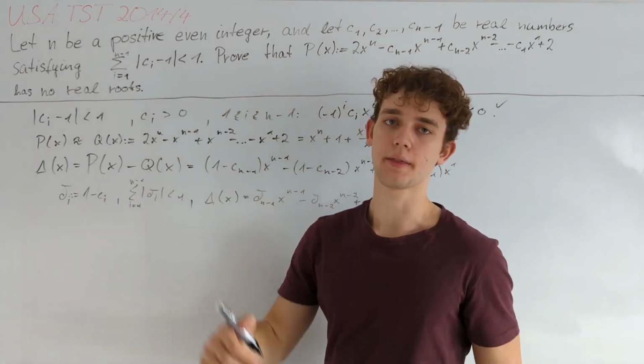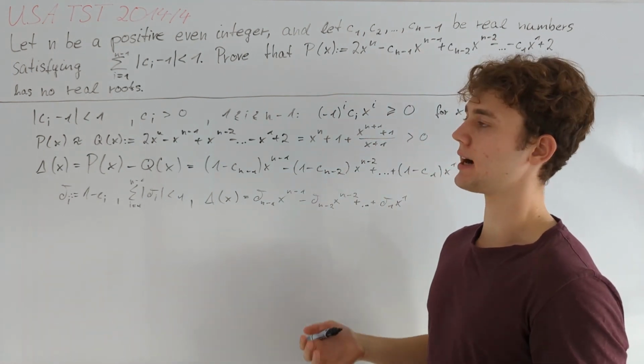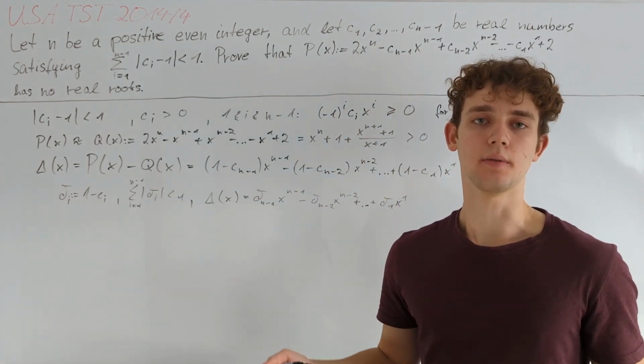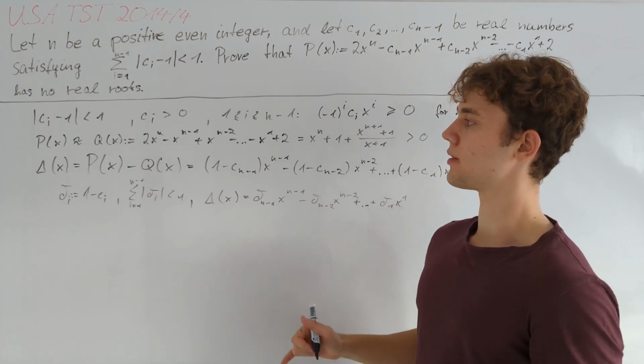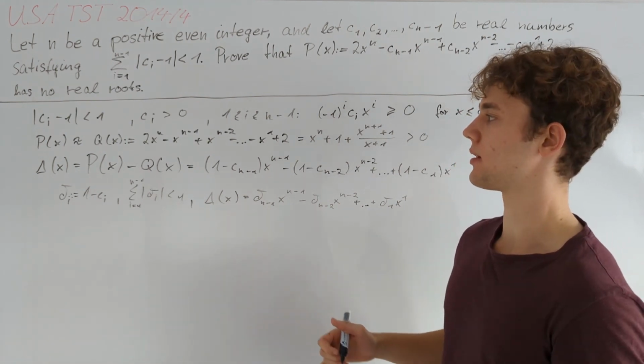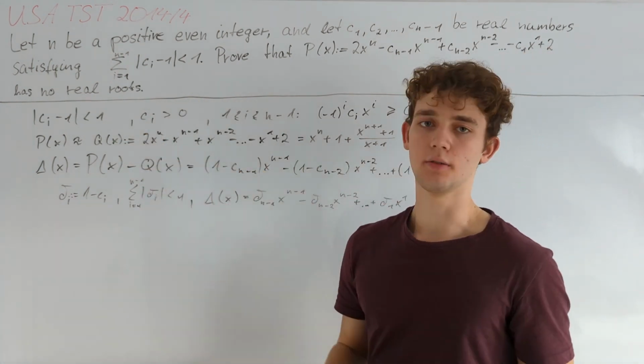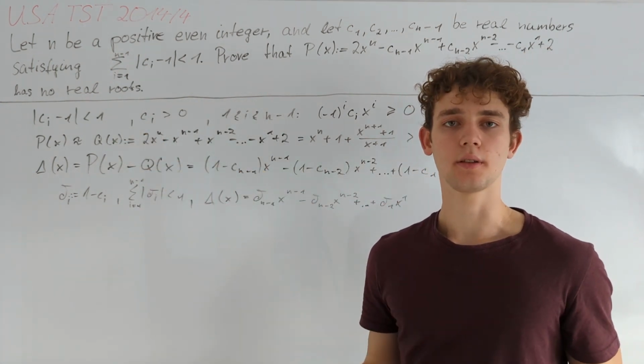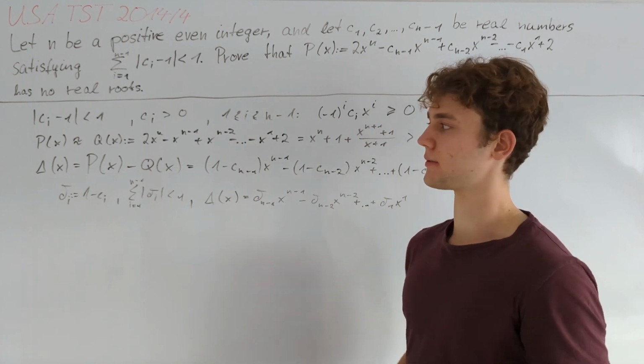We realized that our condition tells us that the c_i are quite similar to the value 1. Therefore, the polynomial p of x is, in its coefficients, quite similar to the polynomial q of x. We also noted that q of x is always positive.